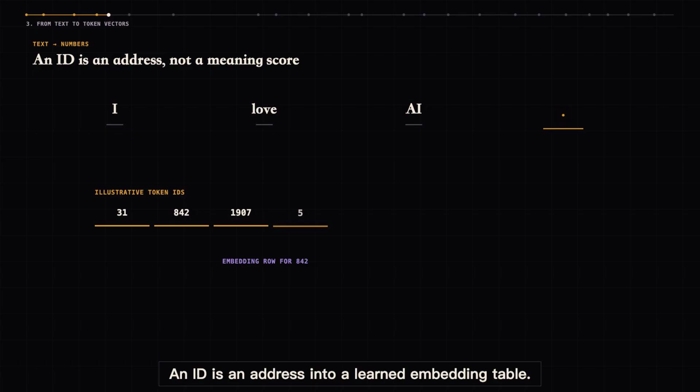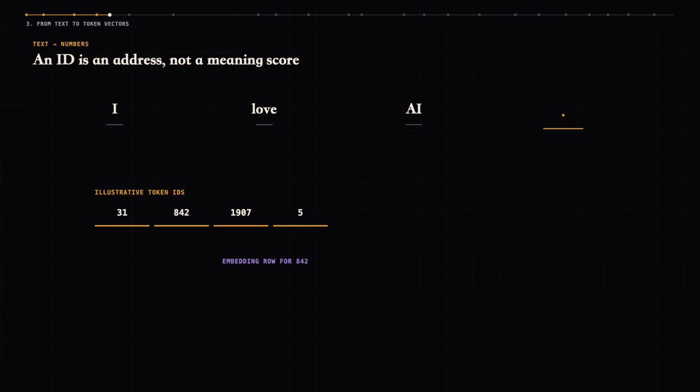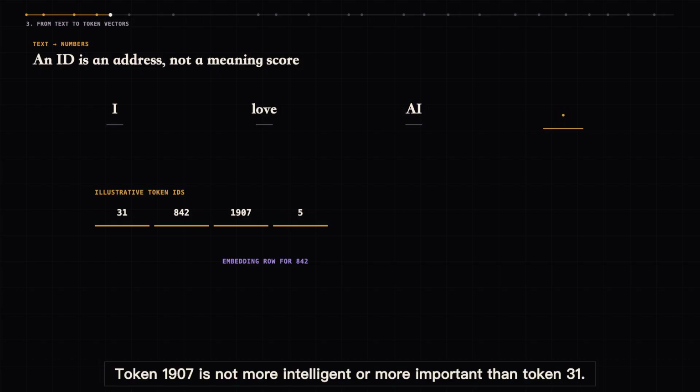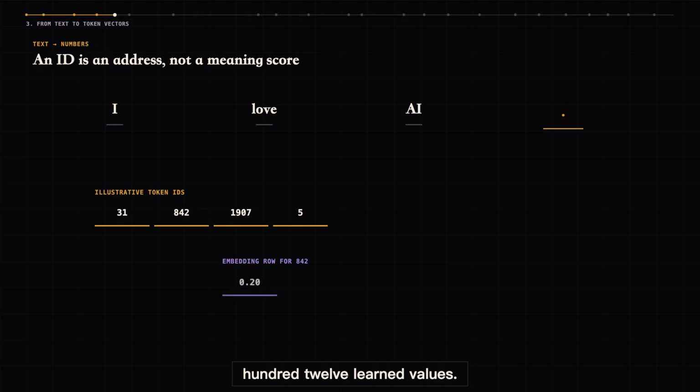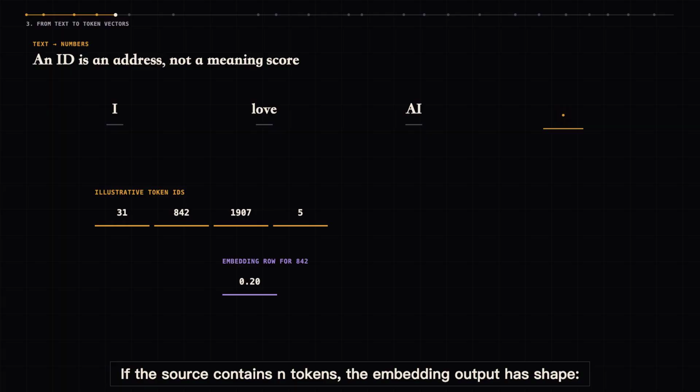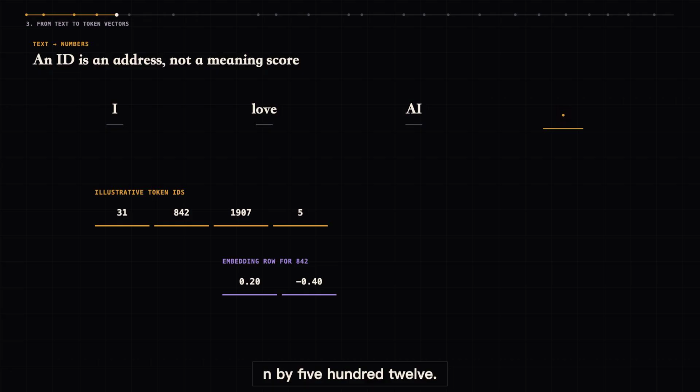An ID is an address into a learned embedding table. It does not measure the meaning of the token. Token 1907 is not more intelligent or more important than token 31. The base transformer uses a D model of 512. Each token ID selects one row from an embedding matrix, so every source token becomes a vector containing 512 learned values. If the source contains n tokens, the embedding output has shape n by 512.